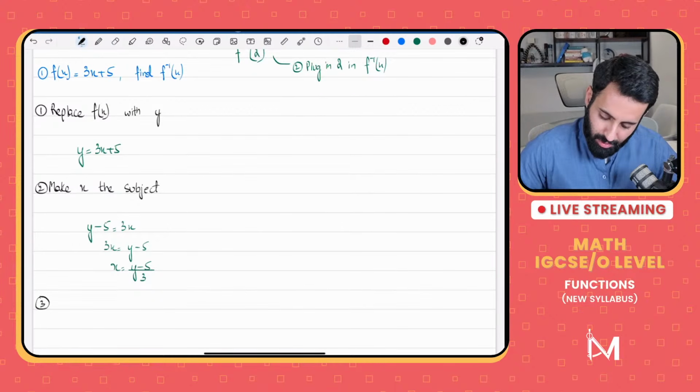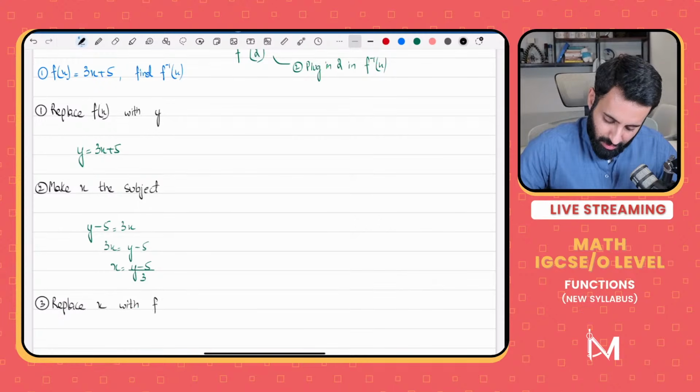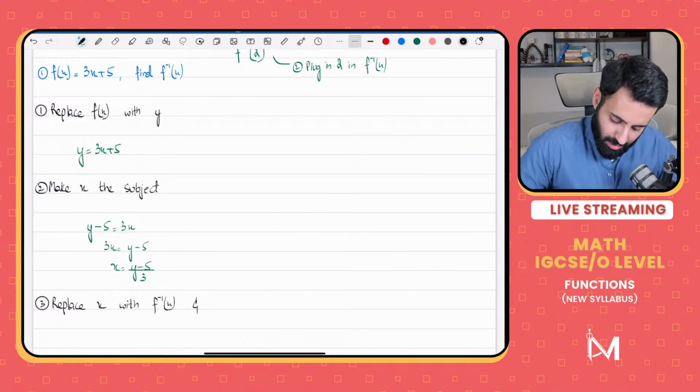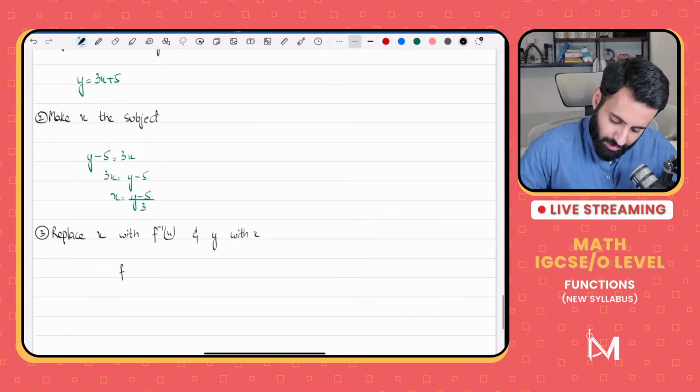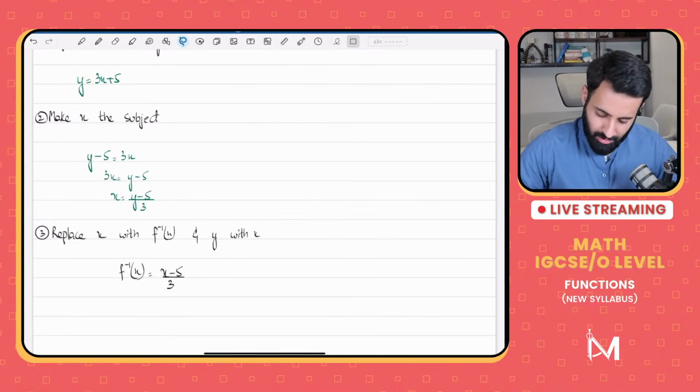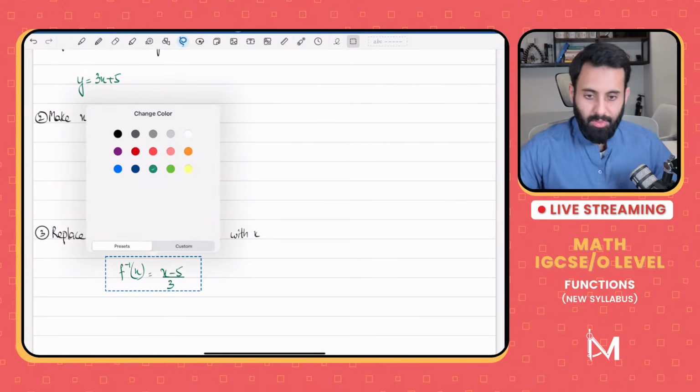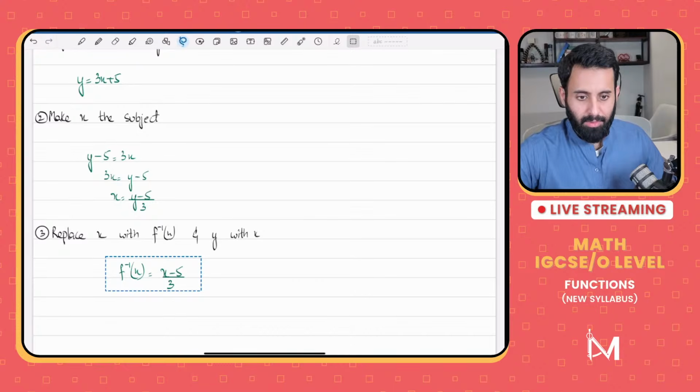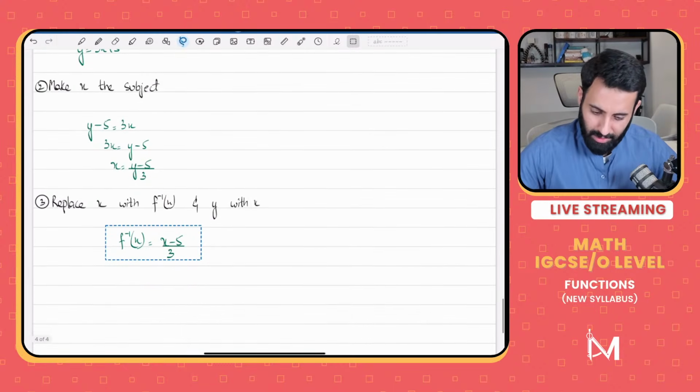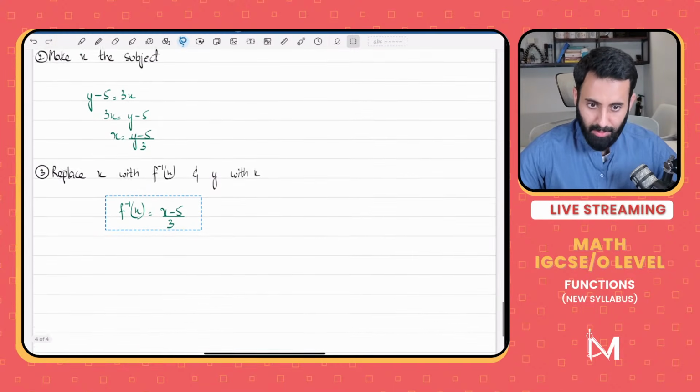Then comes step 3, which is perhaps the most important step. That is that you replace x with f inverse of x and y with x. So f inverse of x equals x minus 5 upon 3, and that's the final answer. Okay, so these are the 3 steps that you follow in order to find out the inverse. Let's do another example. Let's say that we have another question which kind of looks like this.